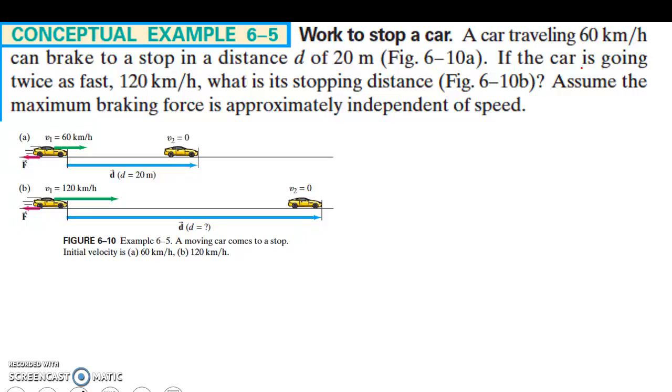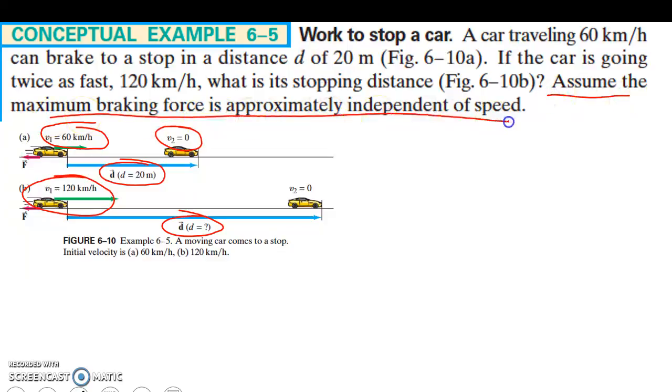Here's an example that you might think initially is impossible to do, but after you do it and think of it this way, it becomes really easy, and this is thinking about the equations. We have a car that's traveling this fast, and when it brakes to a final velocity of 0, it goes this distance. So the question is, what if the car is going twice the speed? How far will it go while braking? And what we want to assume is that the braking force is the same.